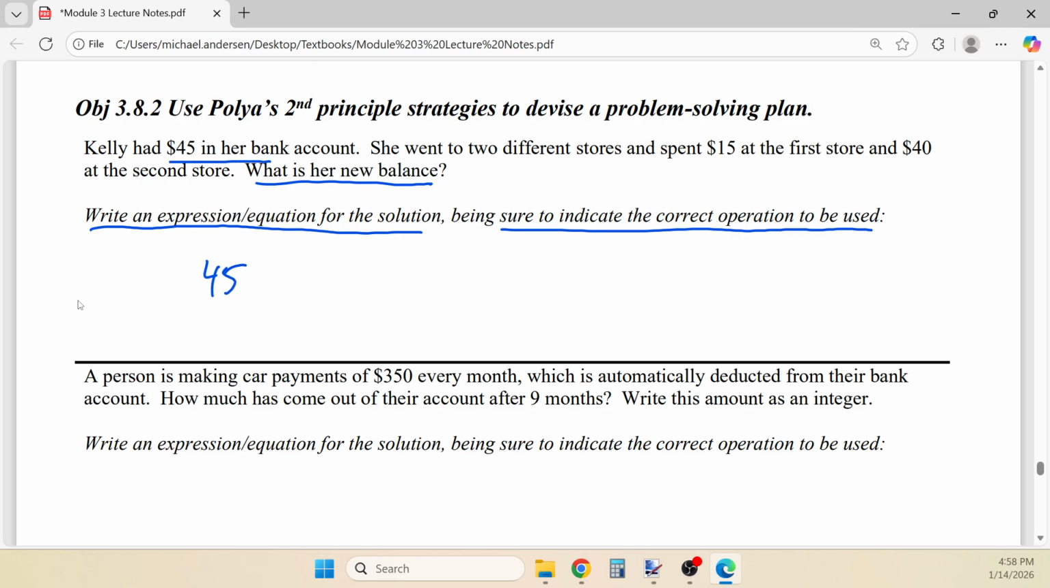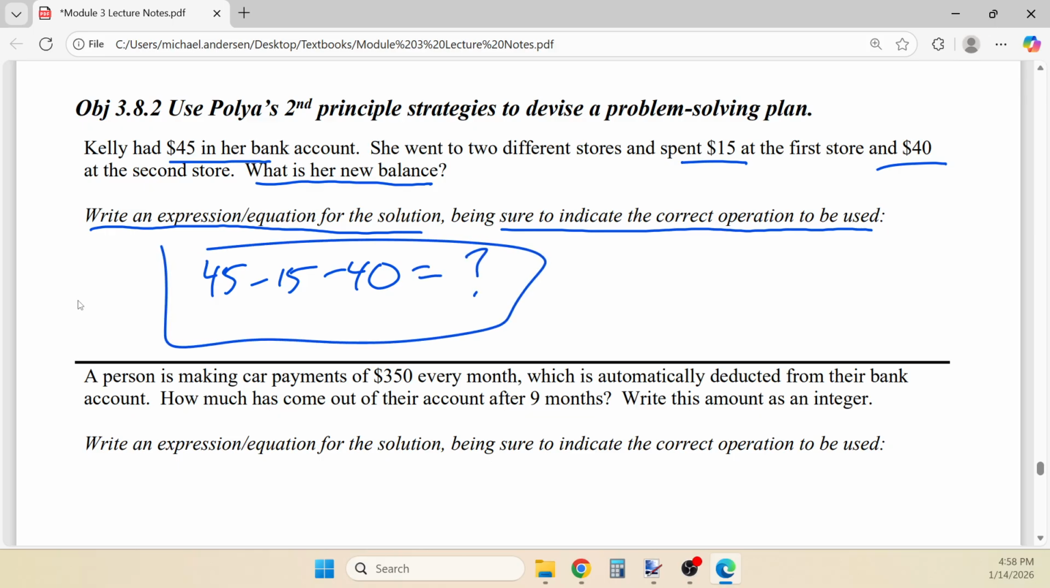She went to 2 different stores and spent 15 and spent 40. What's her new balance? This is what we are asked to do. We're just setting up the problem. This is the plan. And that's it.